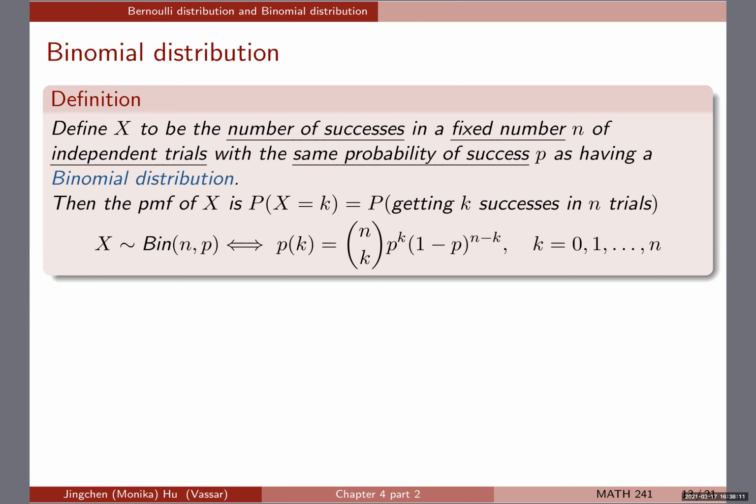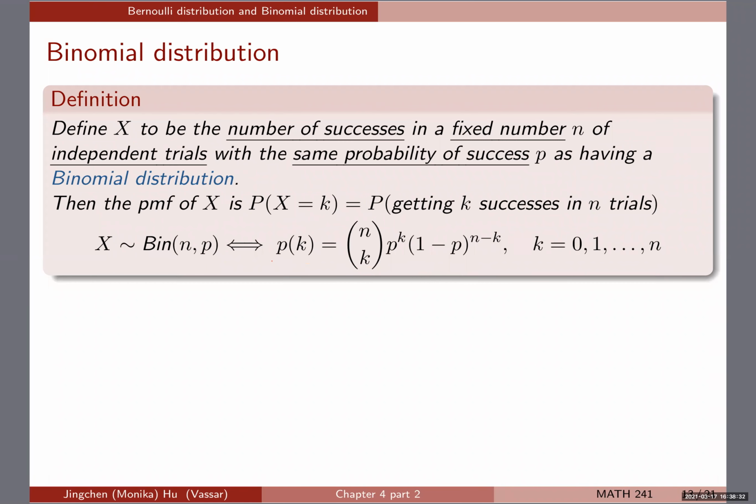Just like what we did earlier, p_k, which is the PMF at k, where k is an integer with lower bound 0 and upper bound N. The probability itself is N choose k times p to the power of k, times 1 minus p to the power of N minus k.